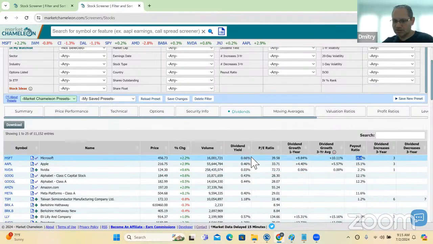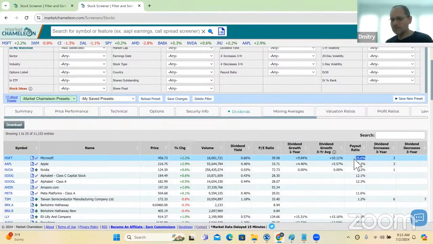So dividend yield takes the dividend and divides it by the market cap of the company. Okay. Let's say this is the dividend per share divided by the stock price. The payout ratio is the dividend divided by the net income of the company. So those are the two differences.